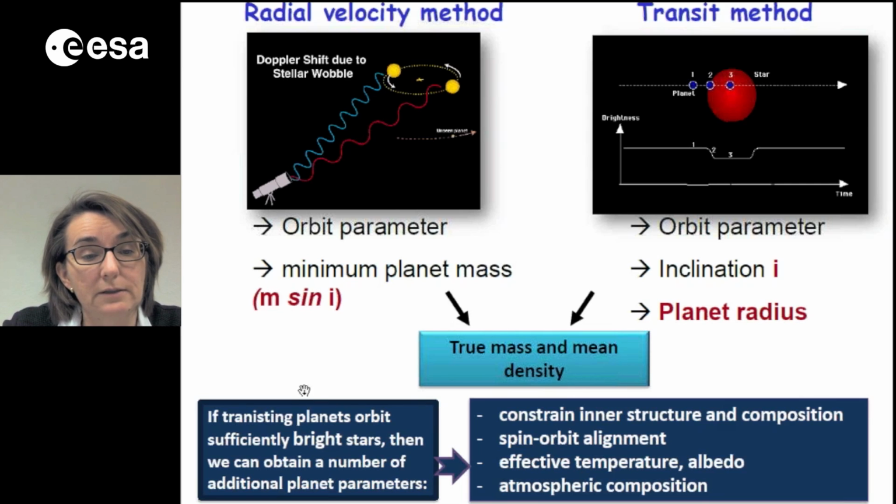And if we are lucky and the transiting planets orbit very bright stars, then we can get a number of additional parameters. For example, we get the mass and mean density very precisely. We can constrain the inner structure and composition of the planet. We can determine the spin-orbit alignment, the effective temperature and albedo, and even the atmospheric composition of the planet, as I will show later.